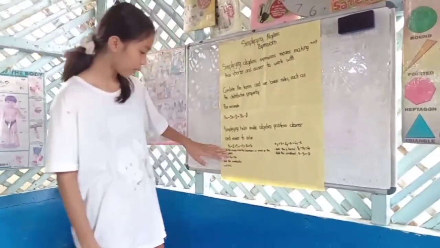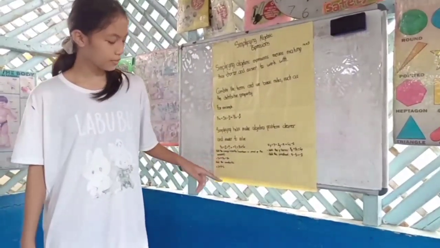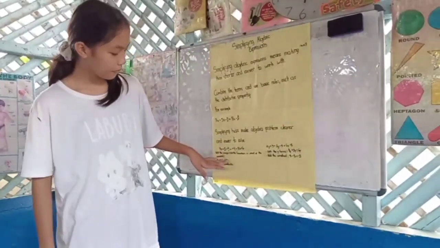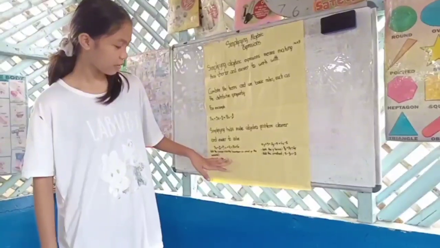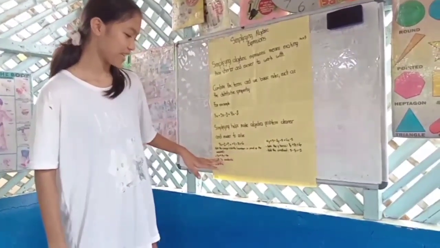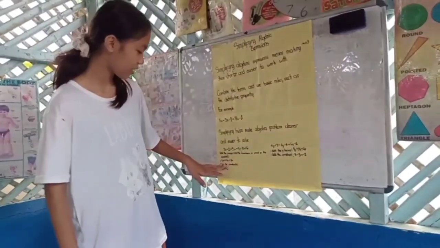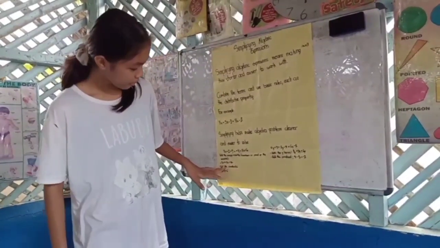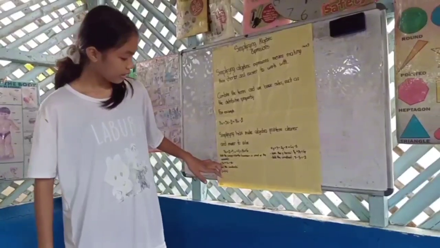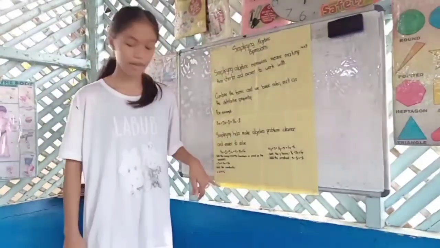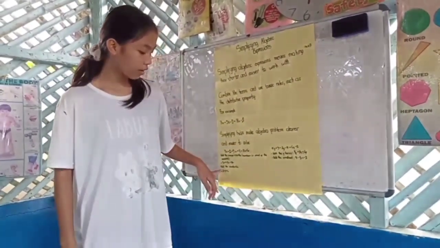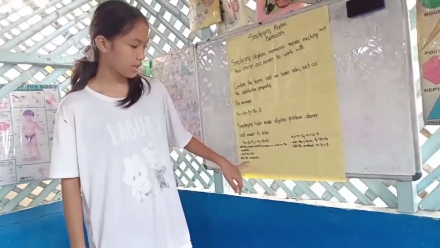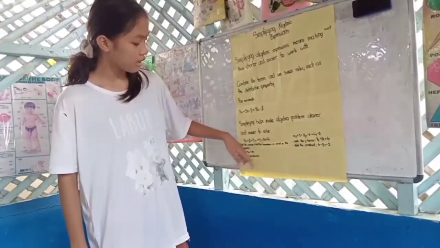For example, 3x plus 2 plus 5x plus 4. Add the coefficients, the numbers in front of the variable. The variable terms are 3x plus 5x. So 3 plus 5 equals 8x. Add the constants. So 2 plus 4 equals 6. So the final answer is 8x plus 6.